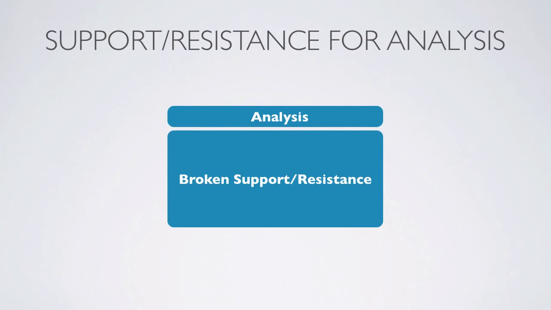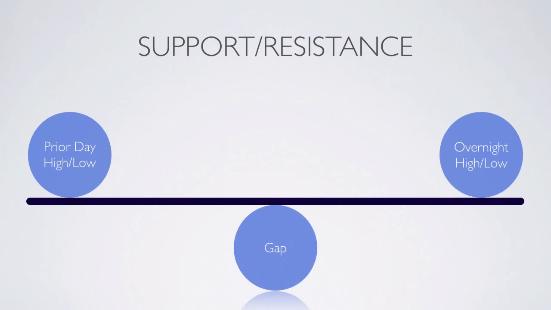Now support resistance can also be used for analysis, and that is if price has broken support resistance it can often create a trend change. And I will also show you how we use support resistance intraday to give us a bias. Now there's three different support resistance levels intraday we look at. There's the prior day high low, there's the overnight high low, and then there's gap support resistance. I'll show you all these three and how we use them.